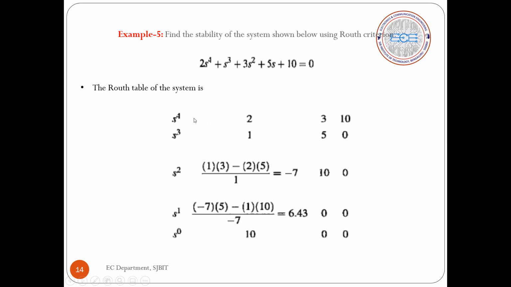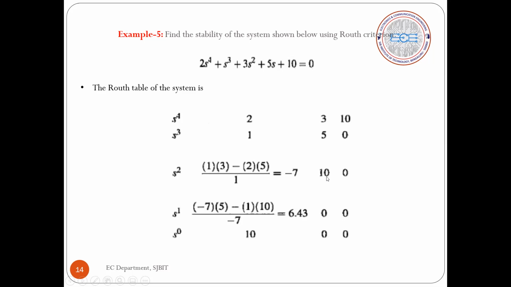In the s cube row, the first element is the coefficient of s cube itself, that is 1. I should not take this, I should take the coefficient of s, that is 5. And after the constant, we don't have any term, so we have 0 here. So I have to compute s square. How could we compute it? It is 1 into 3 minus 5 into 2, divided by 1, which leads to minus 7.